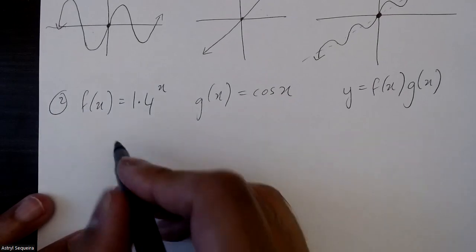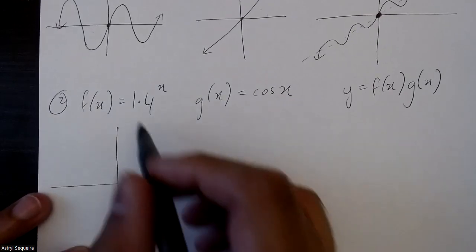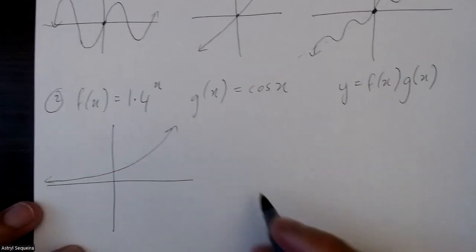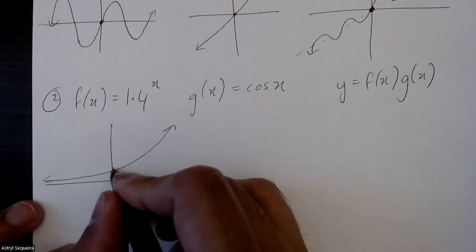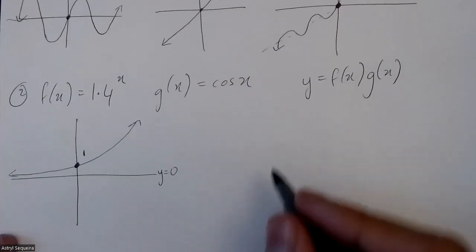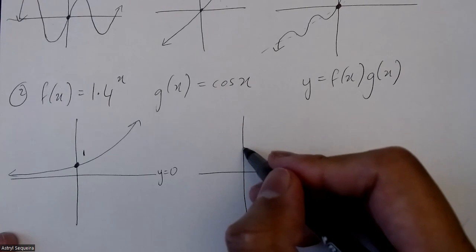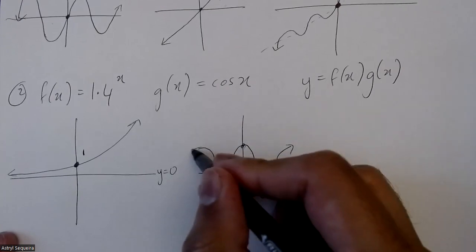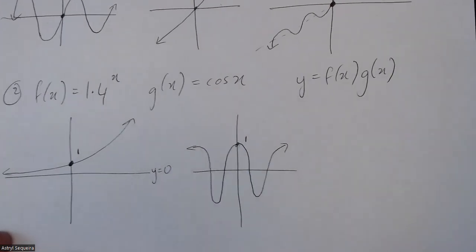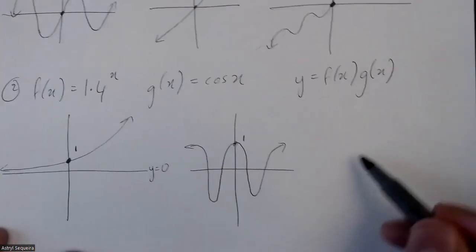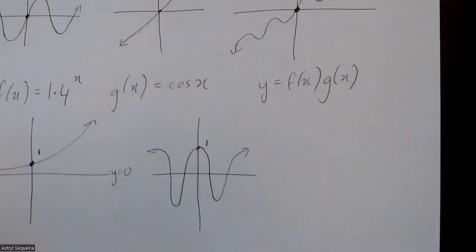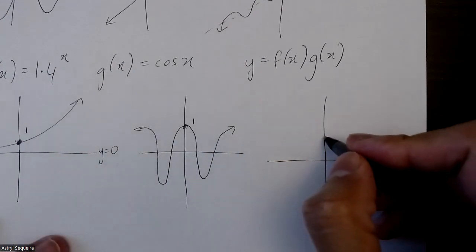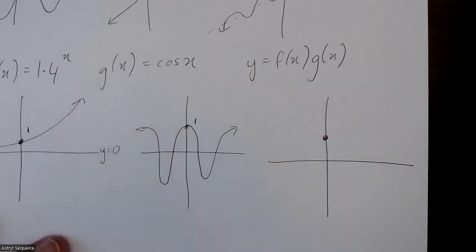Again, let's just draw the individual functions out. I know that this is exponential growth because this number is larger than 1, and exponential growth just looks like that and has an asymptote at y equals 0. The y-intercept is 1. I know that cos x is like this, and it continues forever in both directions. Again, y-intercept is also 1. So if I multiply these two functions, the y-intercept of my third function would also be 1 because 1 times 1 is 1.